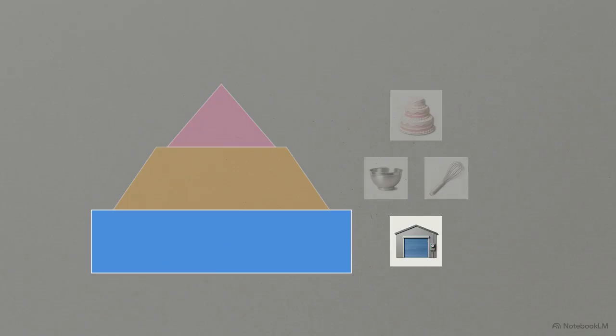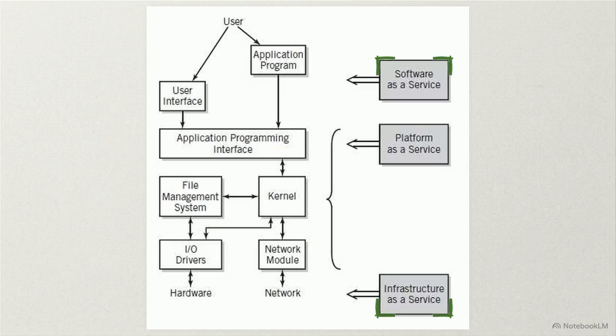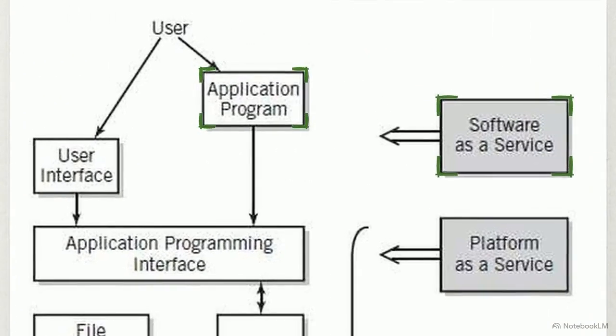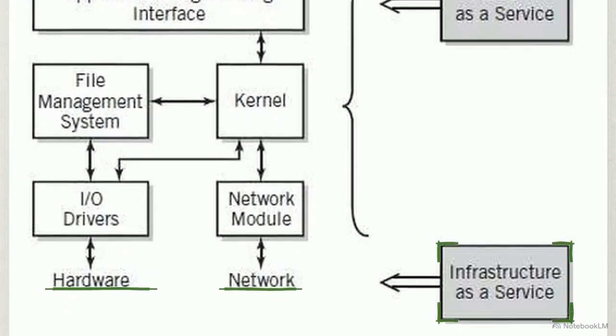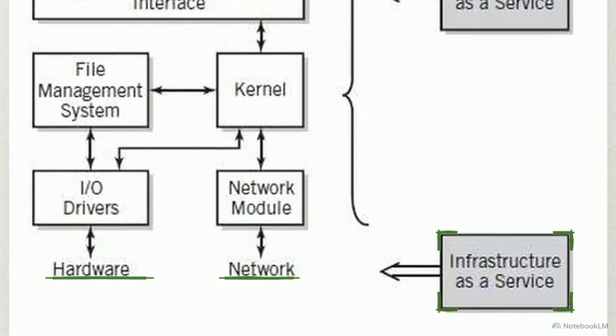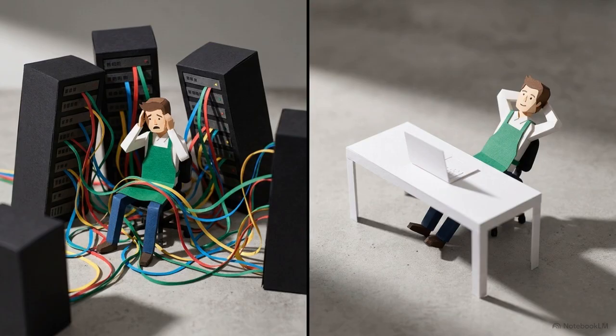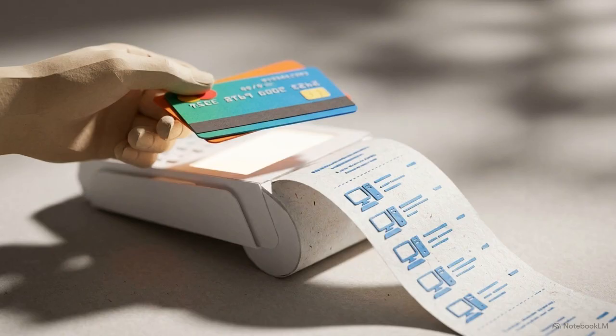This diagram compares these rental levels to the actual layers of a computer. Notice how the software level at the top matches the programs you interact with, while the infrastructure level at the bottom handles the raw hardware and the network tying it all together. The cloud isn't a magical place. It's an architectural choice about how much of the system you want to manage yourself and how much you want to pay someone else to handle.